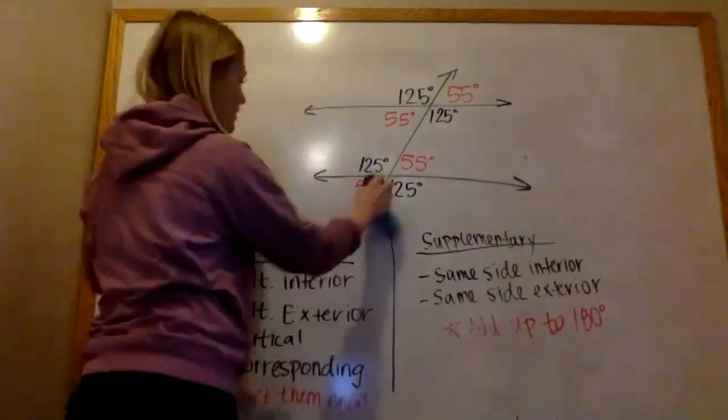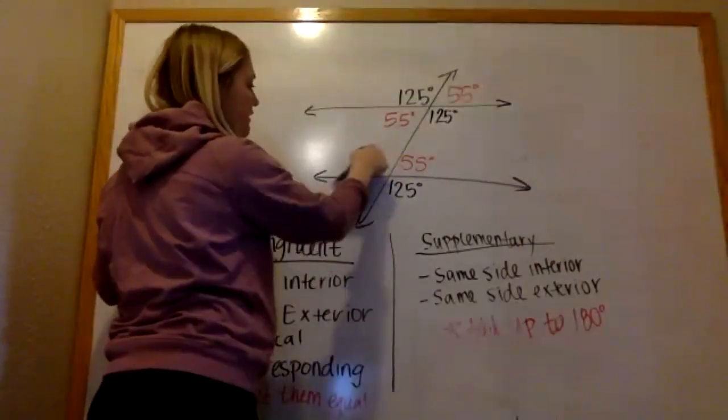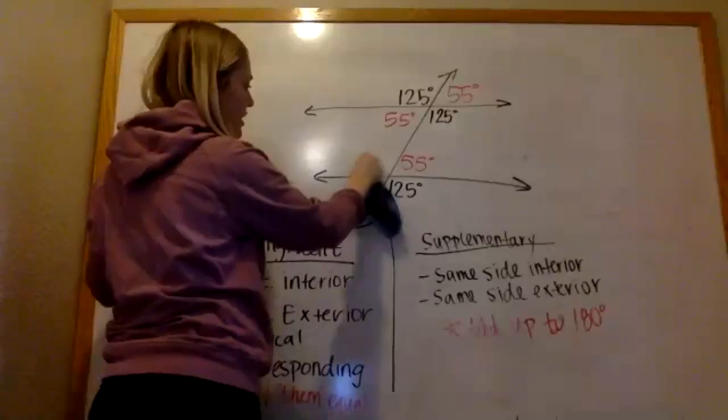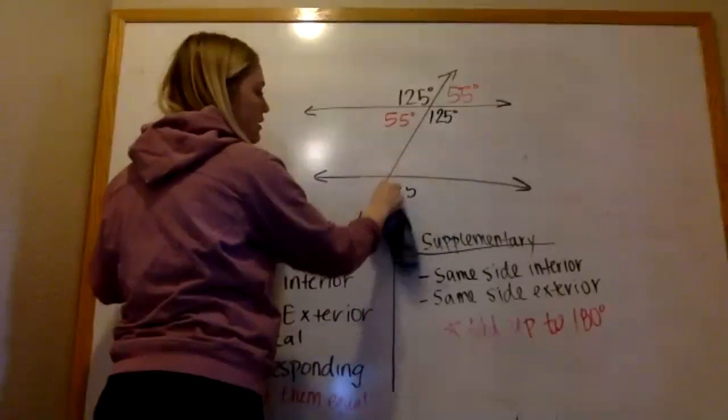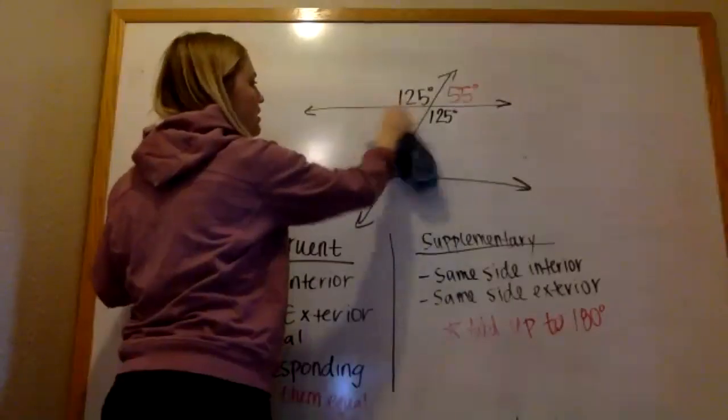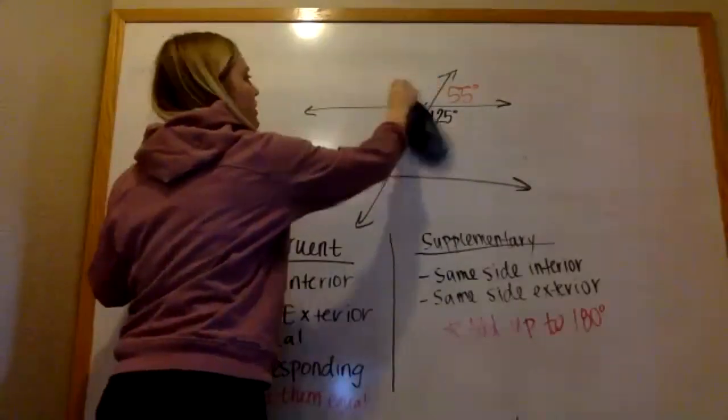So I'm going to erase all these things again. And if you're following along on your own blank paper, I suggest that you draw a new picture of this. Draw a new picture of parallel lines with a transversal.